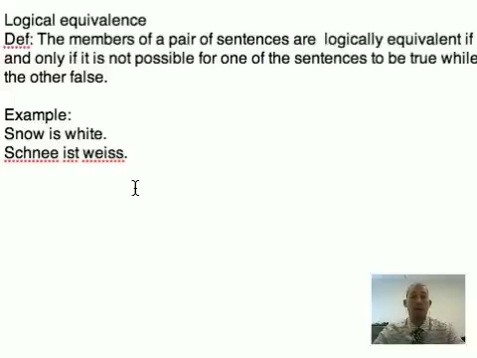Whenever you have more than one sentence, whenever they're true in the exact same scenarios, then we say that those two sentences are logically equivalent.